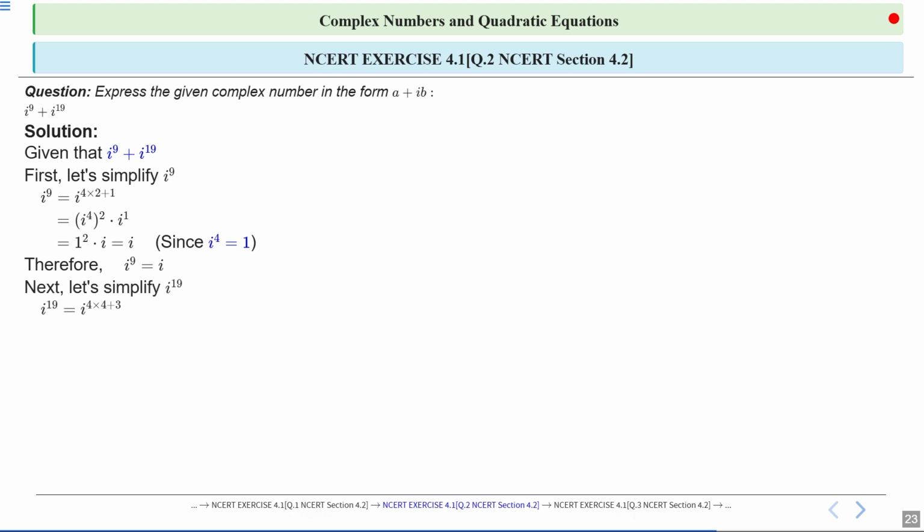Next, let's simplify iota to the power 19. Iota to the power 19 can be written as iota to the power 4 times 4 plus 3. And this is equal to iota to the power 4 to the power 4 times iota cube. Since iota to the power 4 is 1 and iota to the power 3 is minus iota, so 1 to the power 4 times minus iota equals minus iota. Therefore, iota to the power 19 is minus iota.